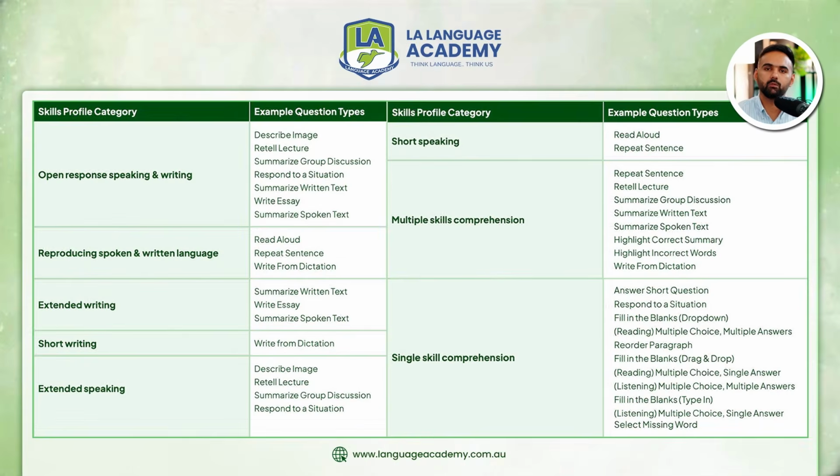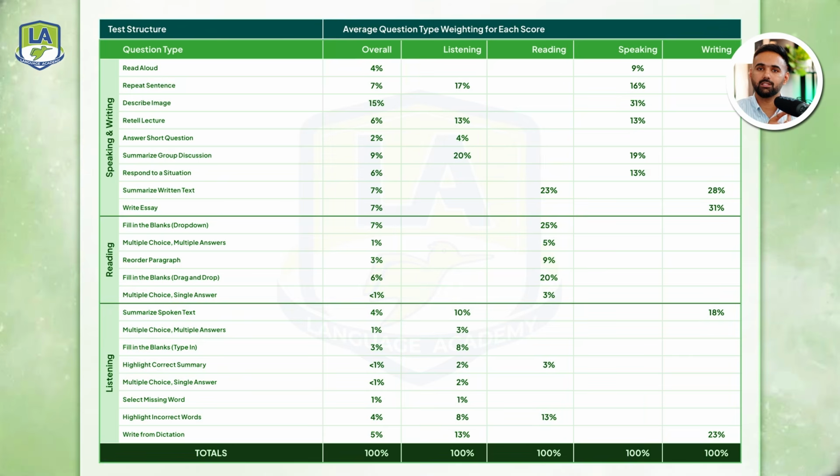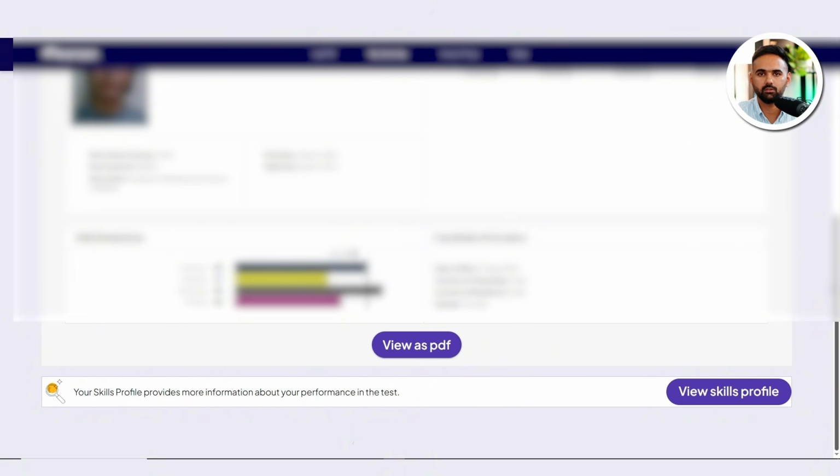This is the document which Pearson has released. What does the document include? How you have to analyze your scorecard, what each category of the skill profile means, and what the score contribution of each and every task is. Let's discuss how you have to analyze your scorecard.